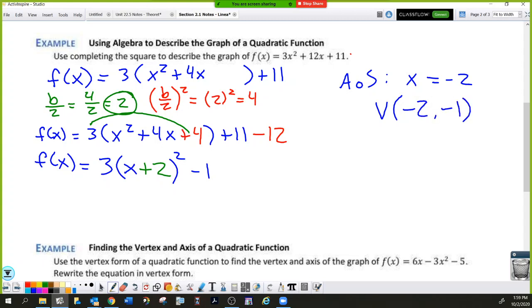And lastly, what I want to know from you is, does this thing point up or down? It points up, but how did we know? Because there's a positive on the front, and positive people smile. This is a parabola. Negative people frown.